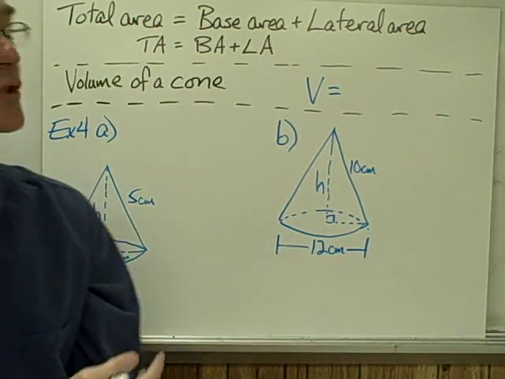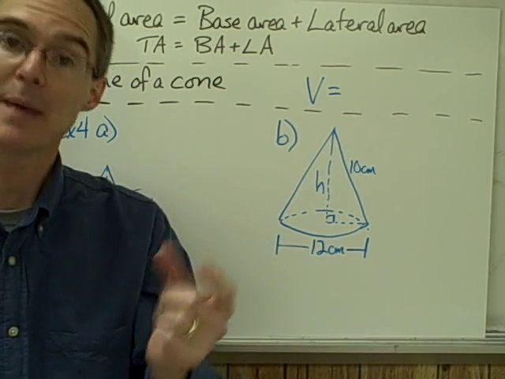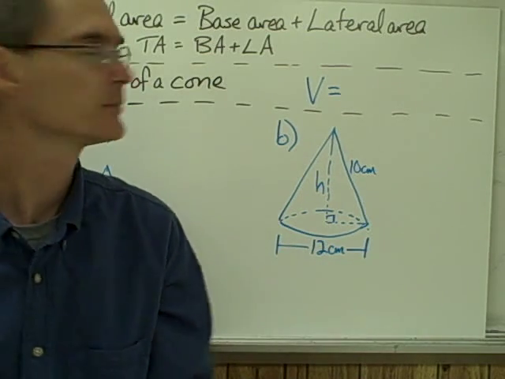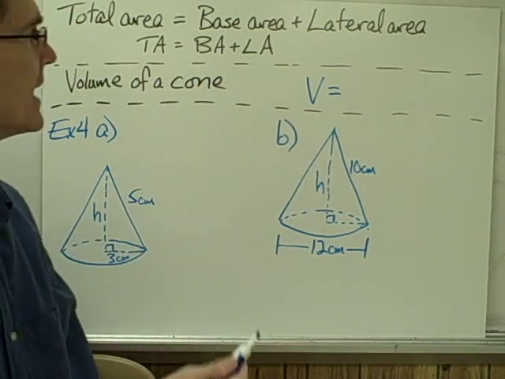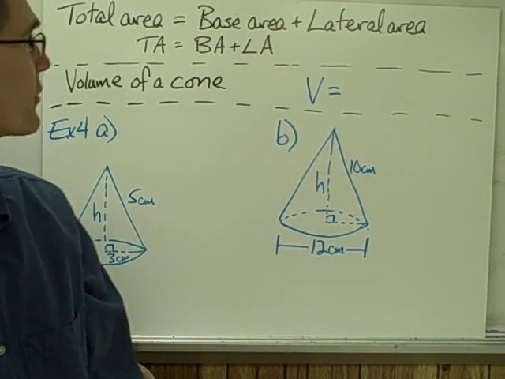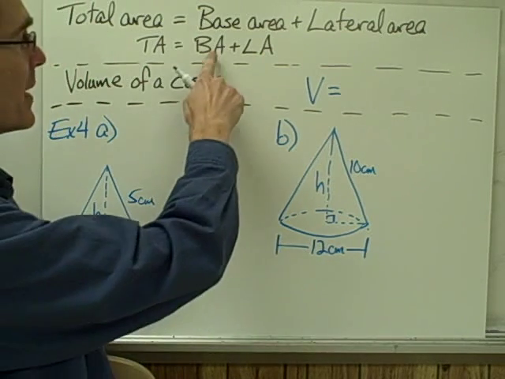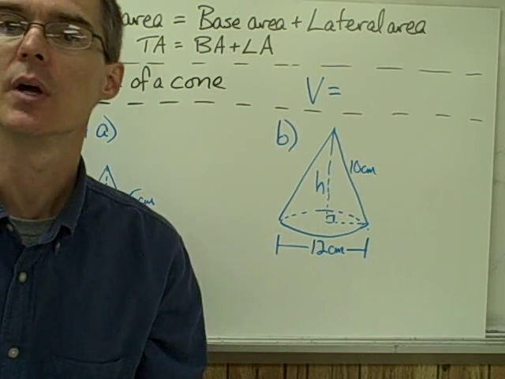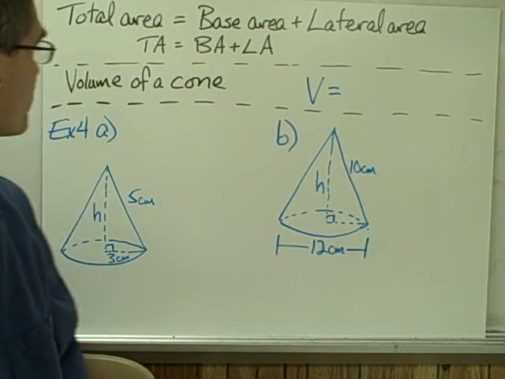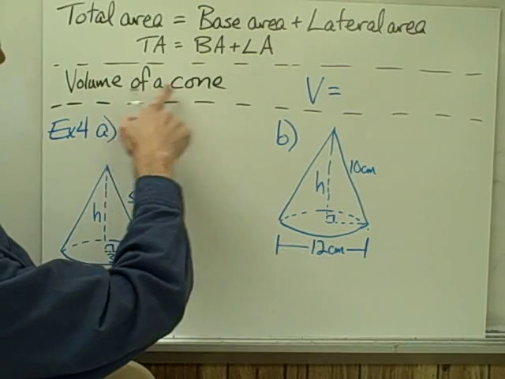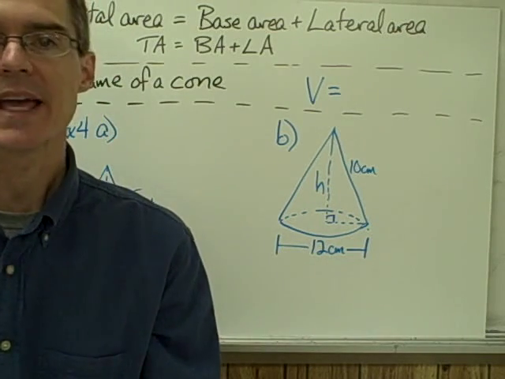Now, once again, as before, total area is just the base area plus the lateral area, or BA plus LA. And so for example number 3, since we've already calculated the base area and the lateral area, I'm going to ask you to do example number 3 on your own. And we're going to go on and talk about the volume of a cone.